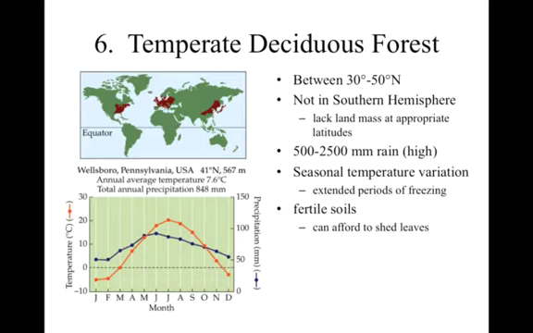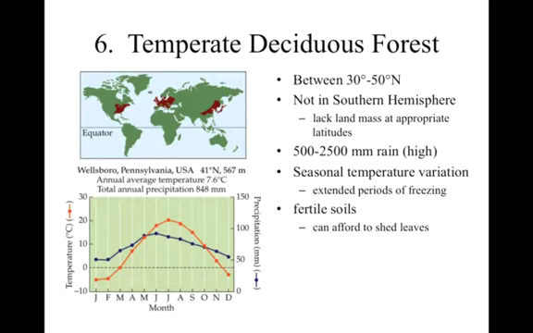All right, moving on to the sixth biome, we have temperate deciduous forests. And these occur between 30 degrees and 50 degrees north. These are not in the southern hemisphere, interestingly enough, and that's because there's not enough land mass at the appropriate latitudes. Now, even though these don't occur in the southern hemisphere, these are probably the most familiar to you here because that's what we live in, right in this area on the east coast of the US.